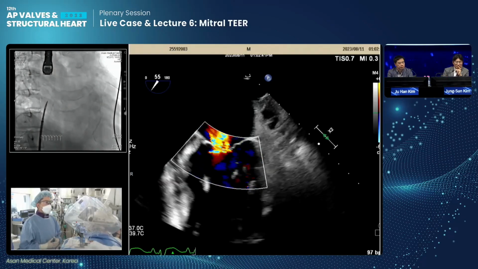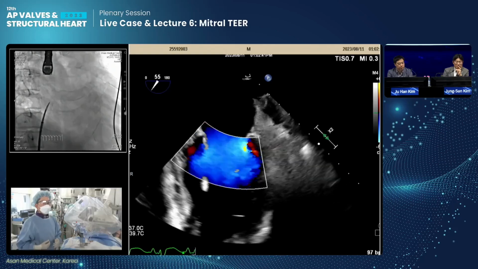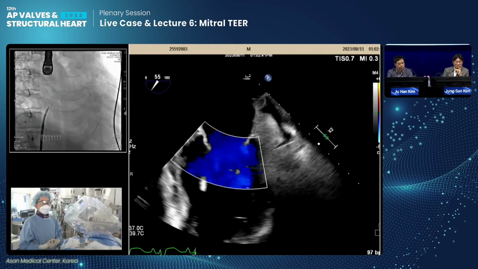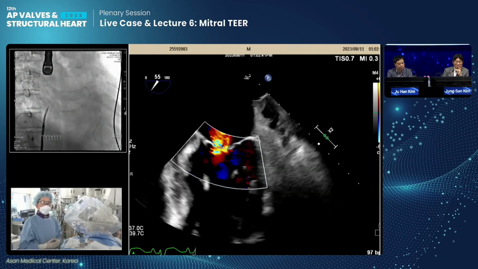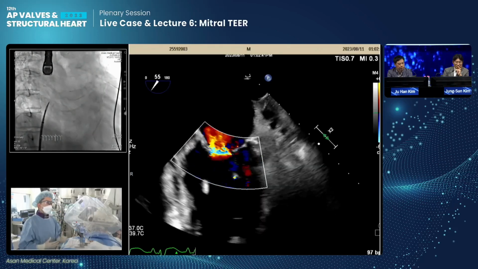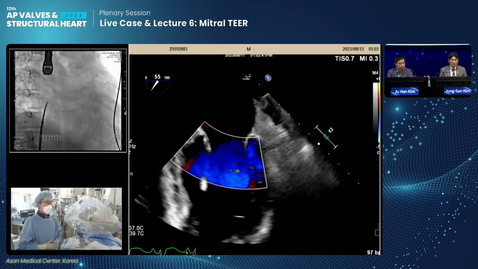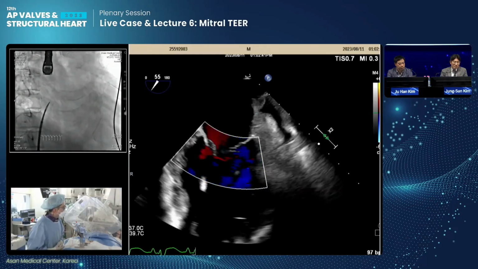And this time, we planned the TEER procedure, but the patient visited the emergency department early for heart failure aggravation. And in CCU, we infused IV dopamine and IV lasix, and then the volume is reduced and the patient became much better now. And now, can you please show the echo image now?